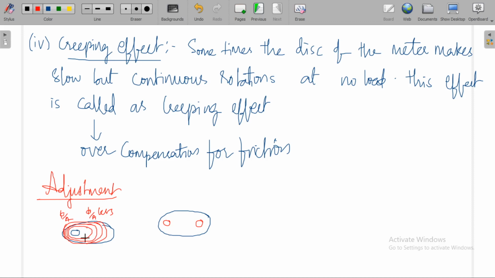Because of this unequal distribution of flux, the rotation of the disc will stop. When one of the holes comes under one of the poles of the shunt magnet, you are going to have this unequal distribution of flux. This stops the rotation of the disc. So this effect can be overcome.